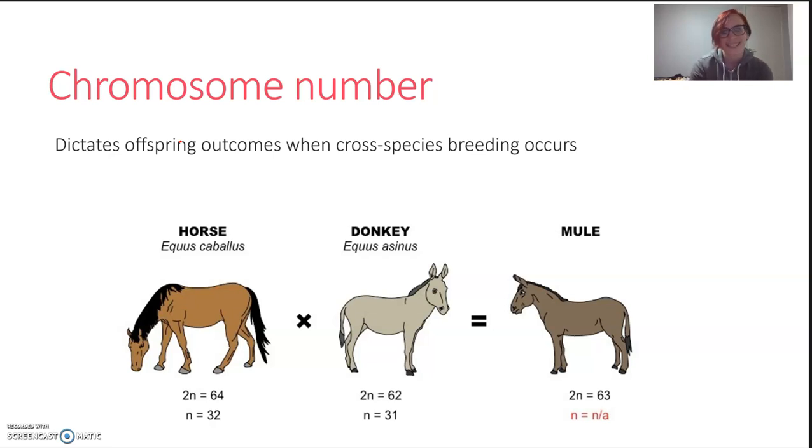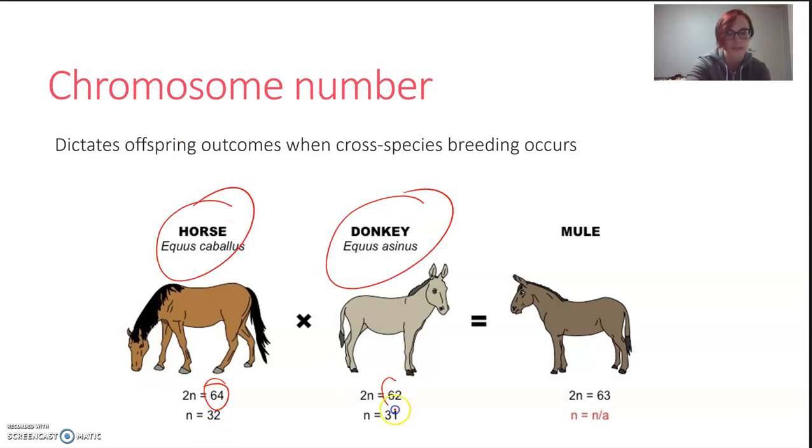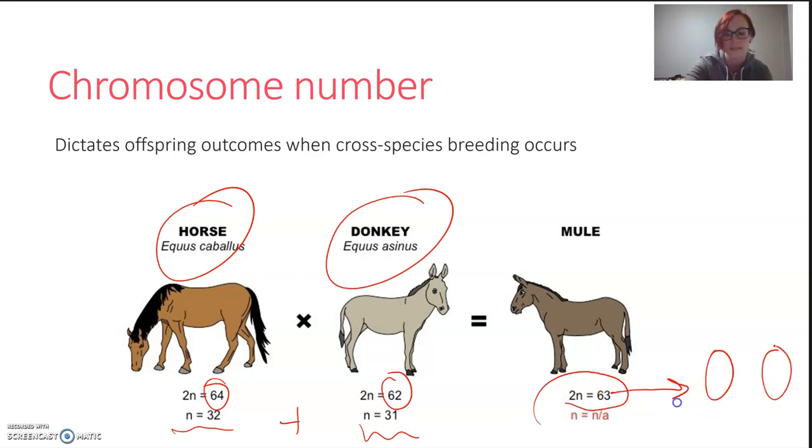The chromosome number dictates the outcomes when we are cross-species breeding. Now, a horse has 64 as its diploid number. A donkey has 62. So when it splits and makes sex cells and then we add them together, we get a mule where its diploid number is 63, and that causes problems because in order for us to halve a 63 to get some sex cells, it's not really going to work so well.